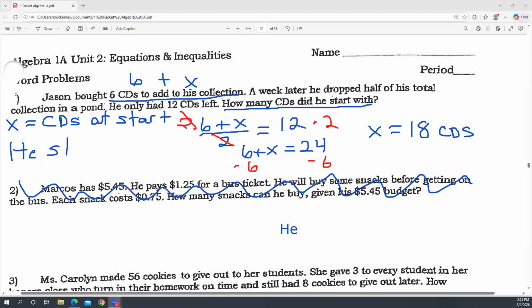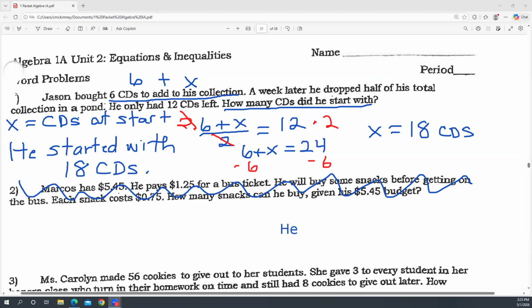He started with, how many CDs did he start with? He started with 18 CDs, period. So a nice complete sentence. Or you could say Jason started with 18 CDs if you want.